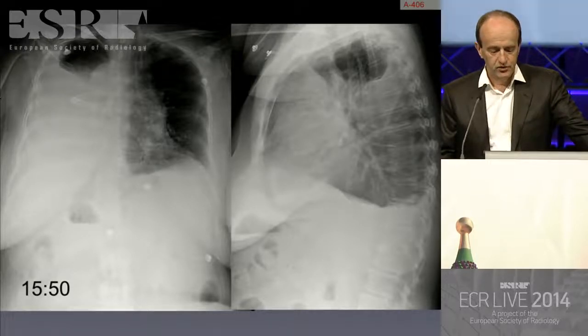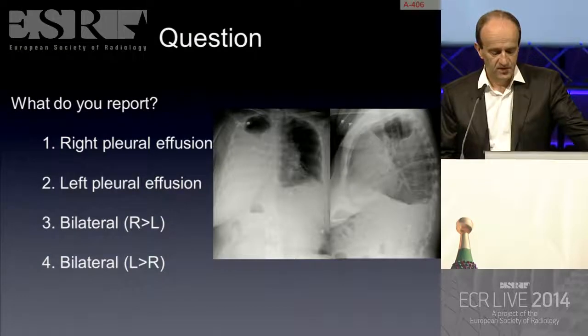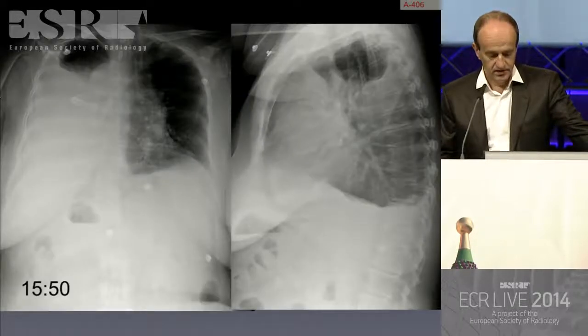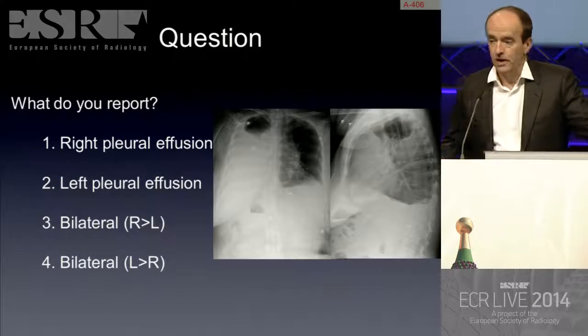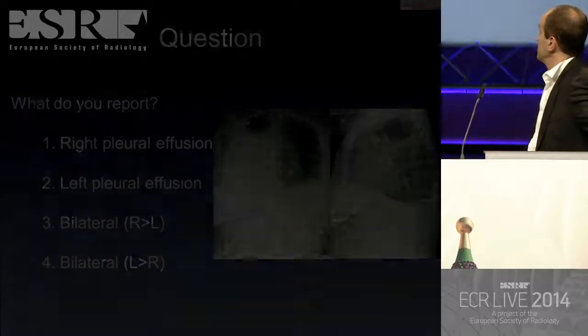And I will show you now the question. What would you report? A right pleural effusion, a left pleural effusion, bilateral, right larger than left, or bilateral, left larger than right. A few seconds again, the radiographs. Please vote now.